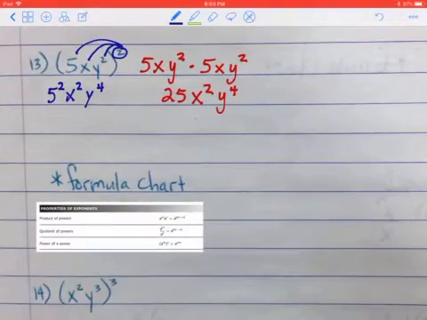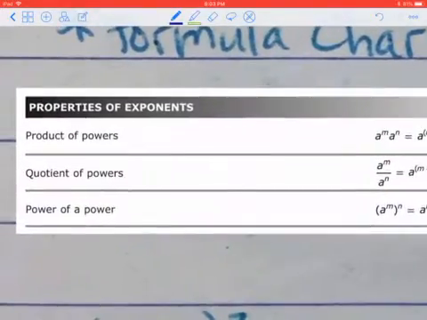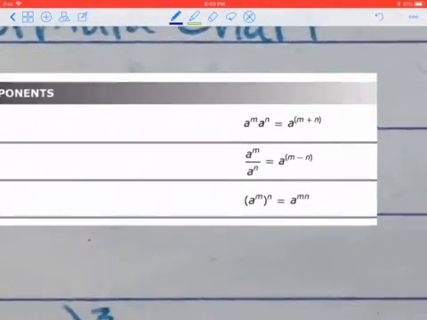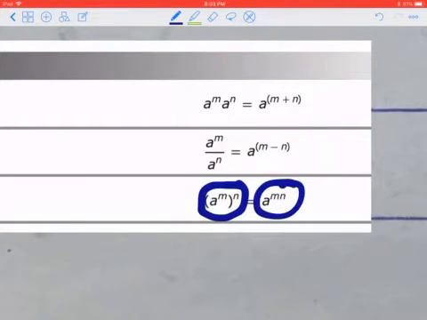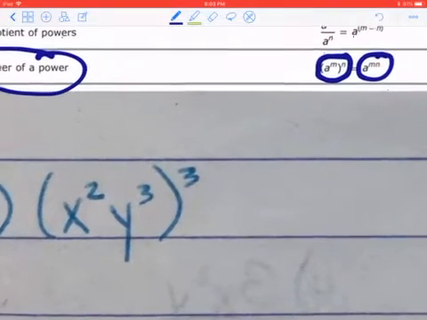If we notice that pattern, then we will understand that in the formula chart it's called power of a power. When you raise a power to another power, what you're doing is multiplying. So a to the m, raised to the n, becomes a to the m times n. So it multiplies when you raise it. That's different than what we did earlier when we added. Only when you're raising them.